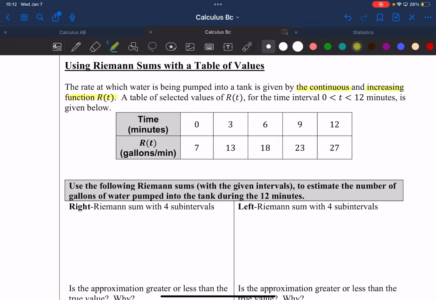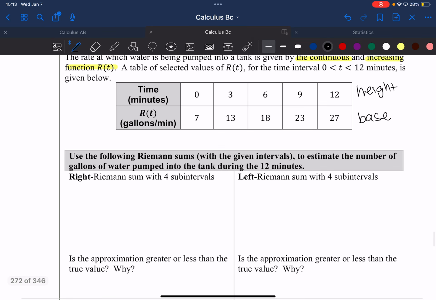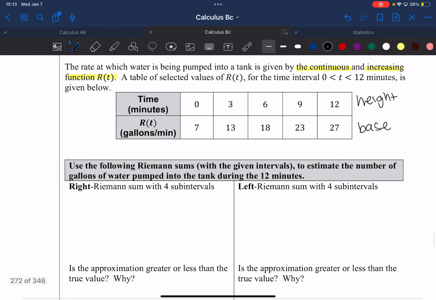Okay, so we have a table here where time is in minutes and R of t is gallons per minute. Okay, in this table, we know that this is height and this is our base, or in other words, the top is x and the bottom is y. It says use the following Riemann sums with the given intervals to estimate the number of gallons of water pumped into the tank during the 12 minutes. So if we look at each of these sums, majority of them are telling us to do 4 subintervals. So what that means, if we were to actually draw those rectangles, we would have a rectangle here. So that would be one rectangle. Second one, third one, fourth one.